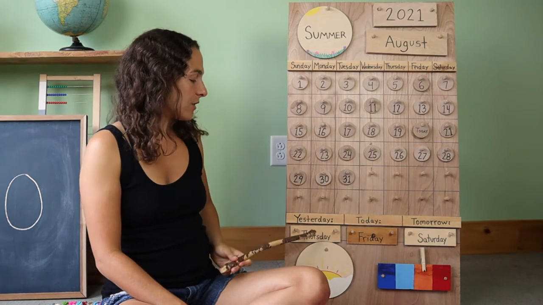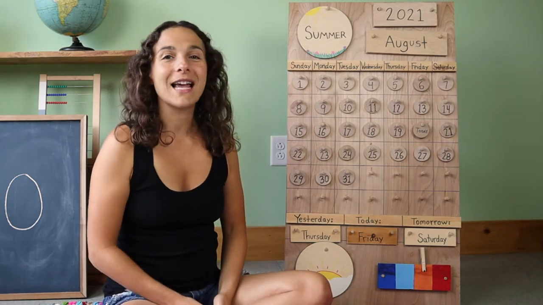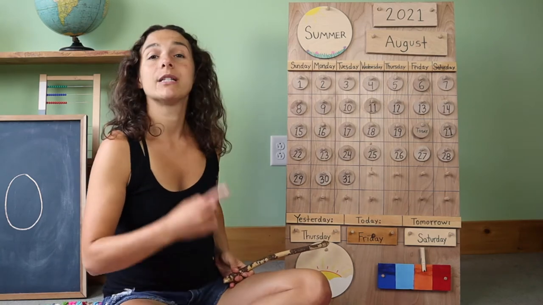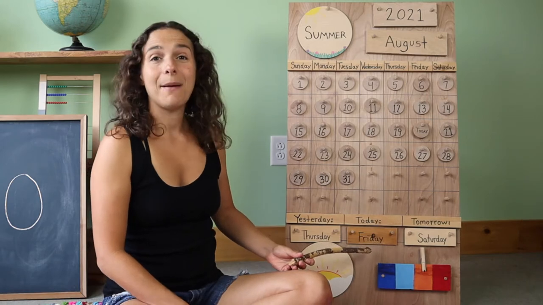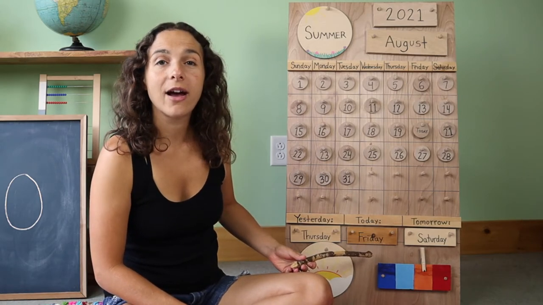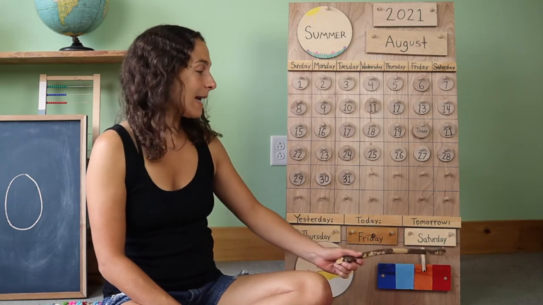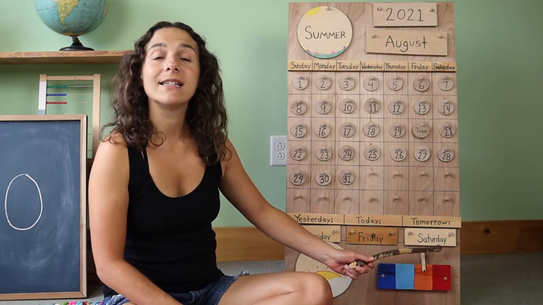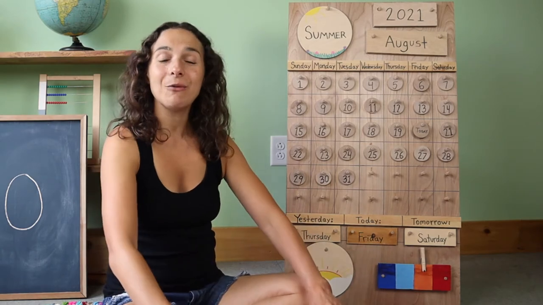Let's travel down to the bottom of the chart and go over the days together. Here's the first sound. Yesterday was Thursday. So that means that today is Friday, the last day of the weekday. Tomorrow will be Saturday, the first day of the weekend.